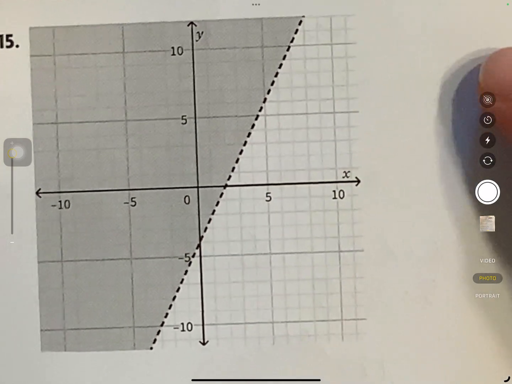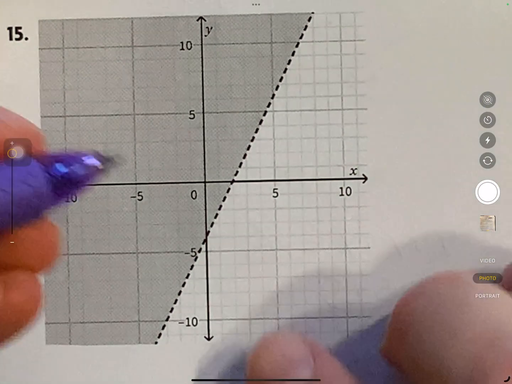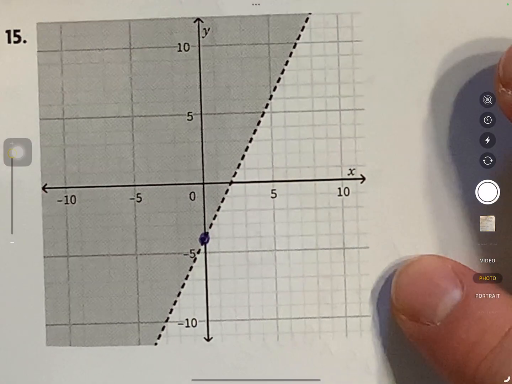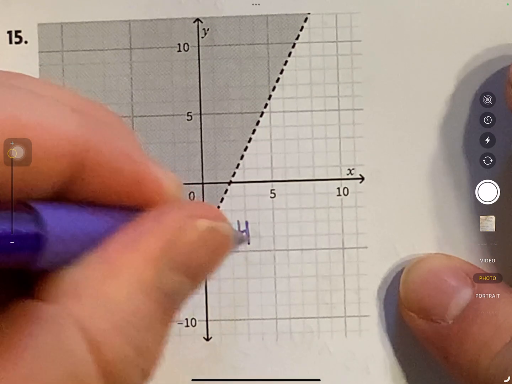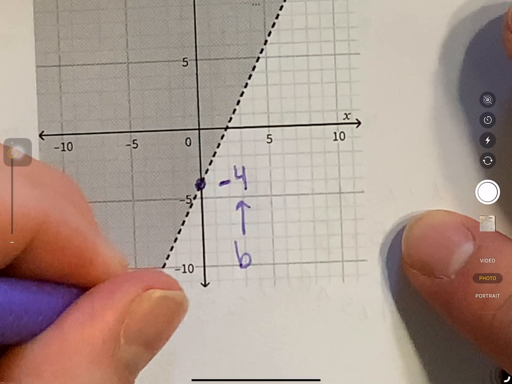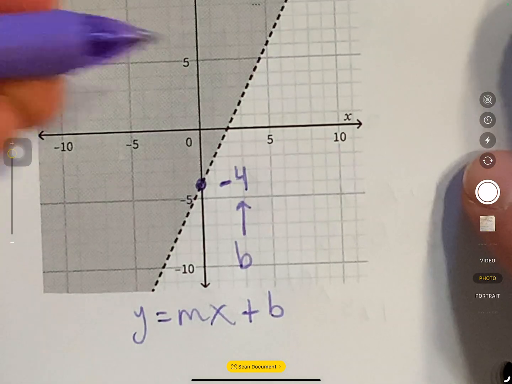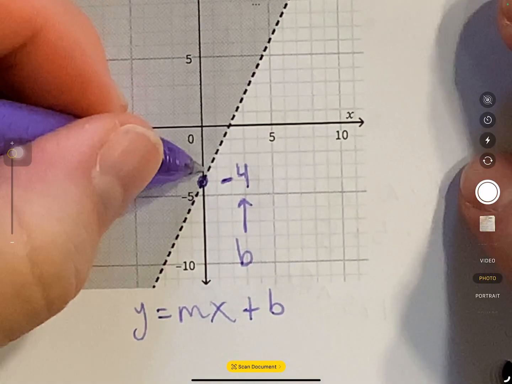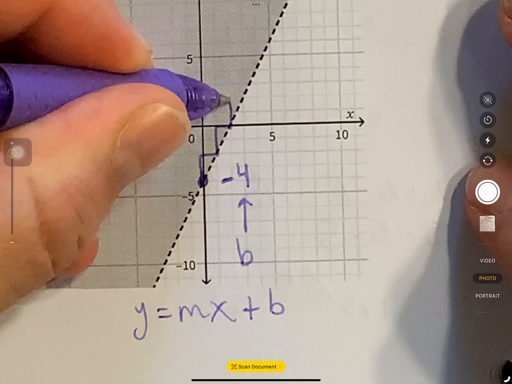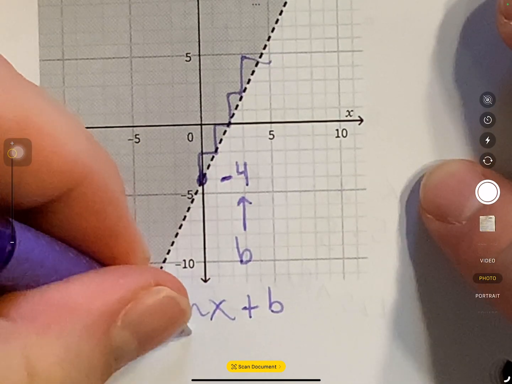Where does it cross the y-axis? Find that first. Looks like it crosses here. And what number is that? -4. Remember, that's the b in y equals mx plus b. And how much up and over does it go? Up 2 over 1. Up 2 over 1. See the pattern? Up 2 over 1. So basically, m is 2.